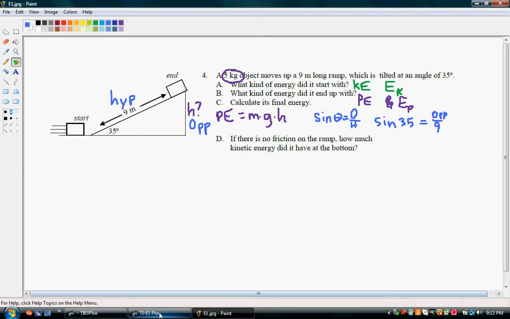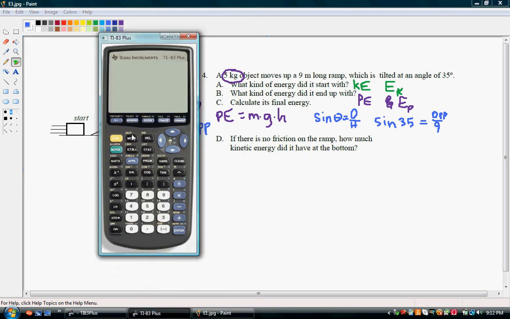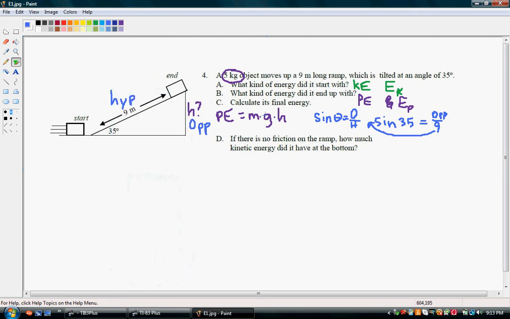So we're going to break out our calculator and make sure we are in degree mode. And we are going to do 9 sine 35. We can move our hypotenuse over to this side to solve for our height here. So we're going to do 9 sine 35, and we get 5.2. So our height is 5.2 meters, and we can plug that in to our equation.